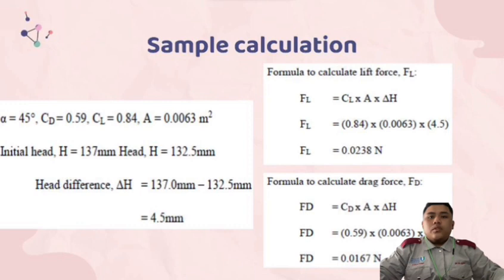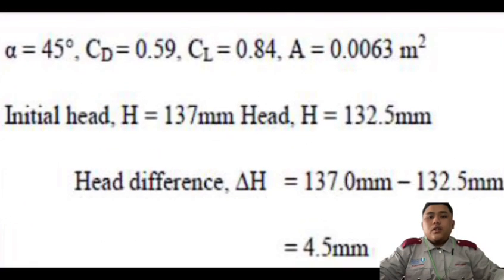So for the sample calculation, we need to find the drag force and the lift force for this experiment, and also the head difference. In the sample calculation, we need to find the head difference by subtracting the head of the data given, at the different fan speed, from the initial head. So the head difference we will get is 4.5 millimeter.